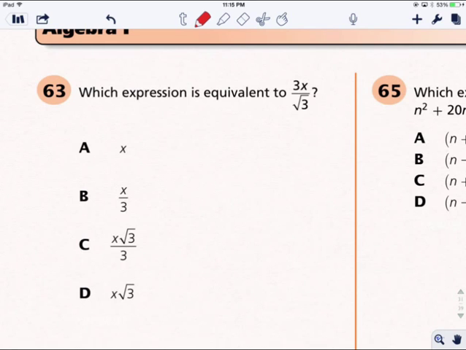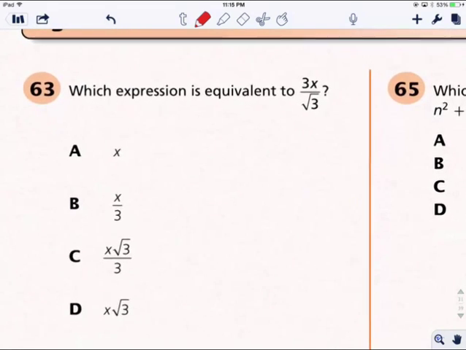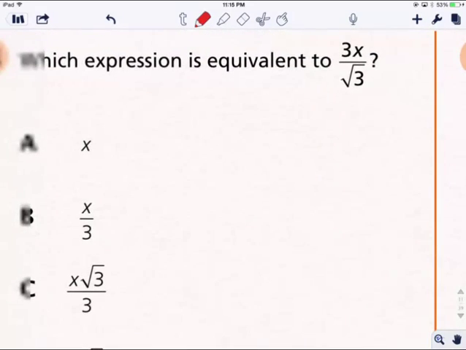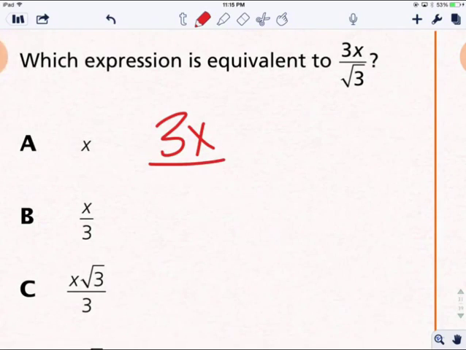Number 63. We want to figure out which of the following expressions is equivalent to 3 times x divided by the square root of 3. Now we briefly talked about what to do with expressions that look like this. We have a radical in the bottom of a fraction. The square root of 3 is in the denominator. That is apparently, someone said, illegal. It's illegal to have a radical in the bottom of a fraction.